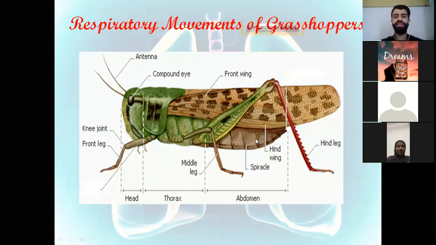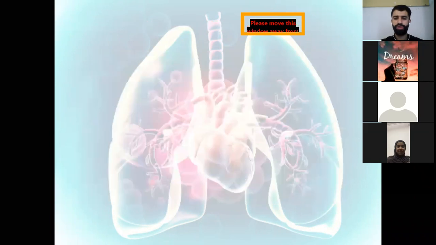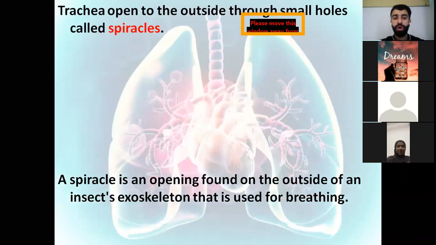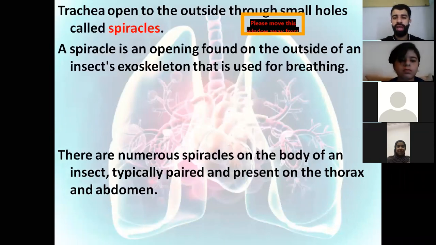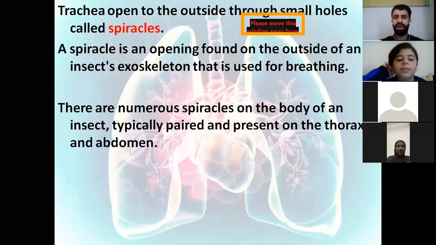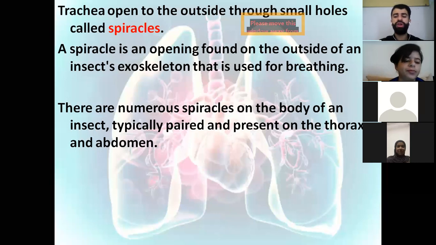And we have spiracles. They are small openings found in the abdomen region and in the thorax region, and they are responsible for helping the respiration process, but they are not the respiratory organs. I told you they are small holes. They are found in the exoskeleton of the insect and help with breathing. There are many spiracles, found in the thorax and abdomen region.